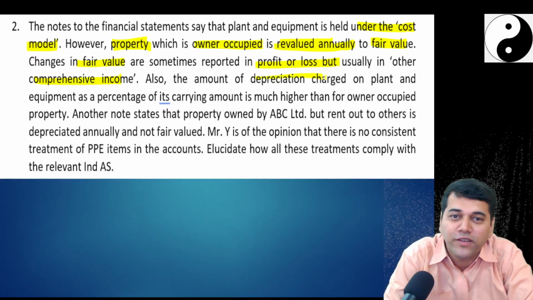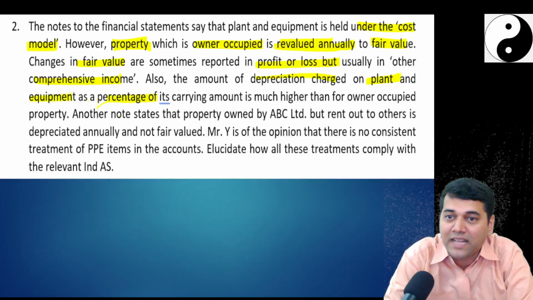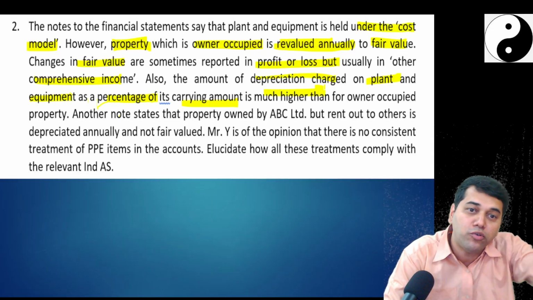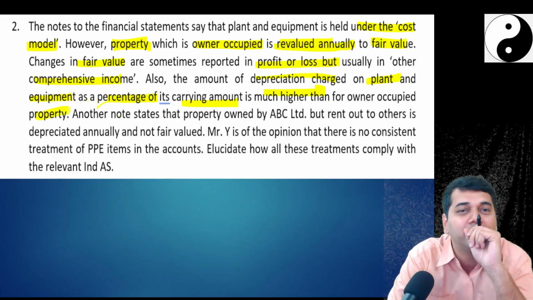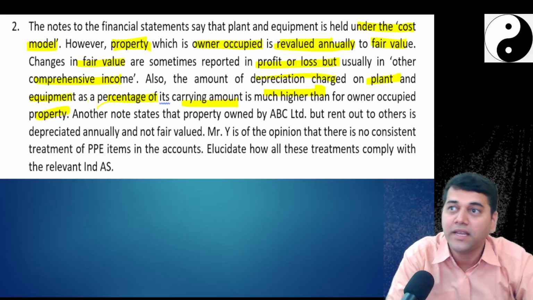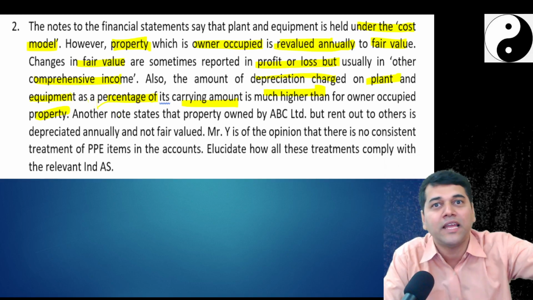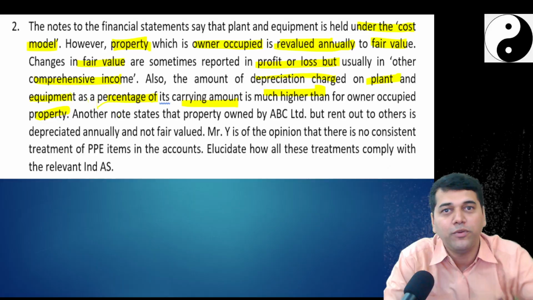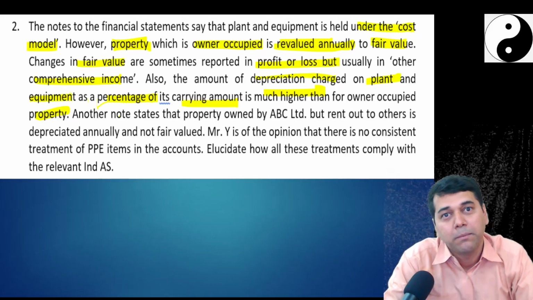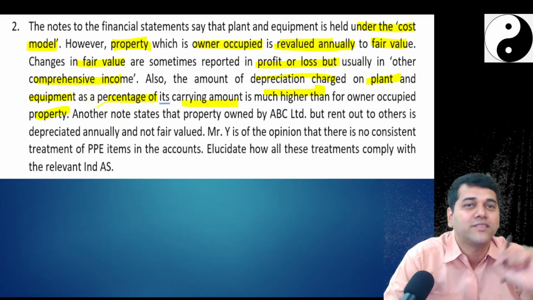Also, the amount of depreciation charged on plant and equipment as a percentage is much more than on the owner occupied property. He is asking why you are charging low depreciation to the building and high depreciation to plant. You should tell him, sir, the building life is 20 years, so obviously my depreciation will come low. Plant life is only 5 years, so depreciation should be high. Now he will understand.